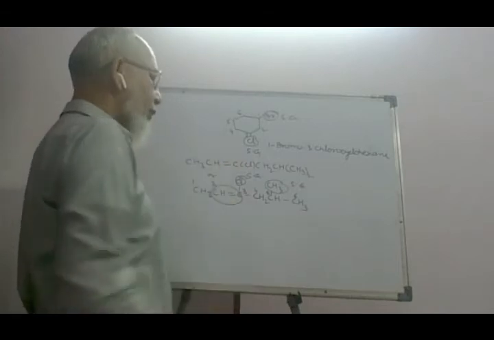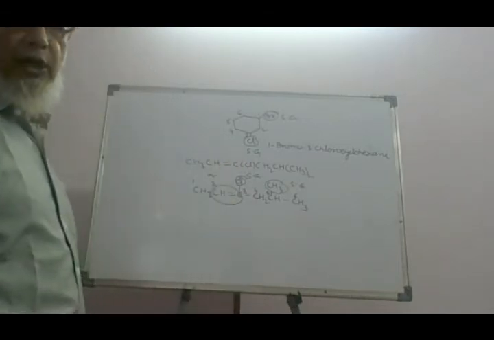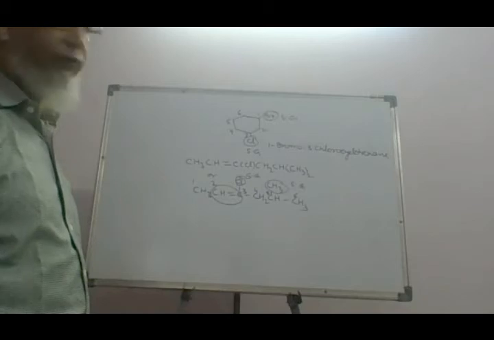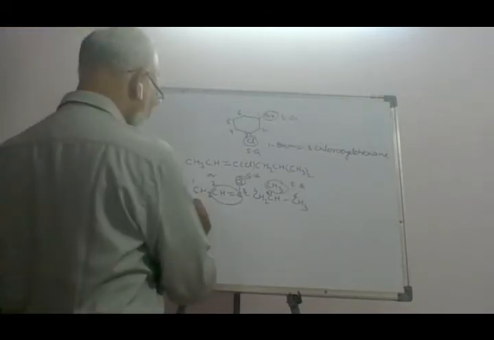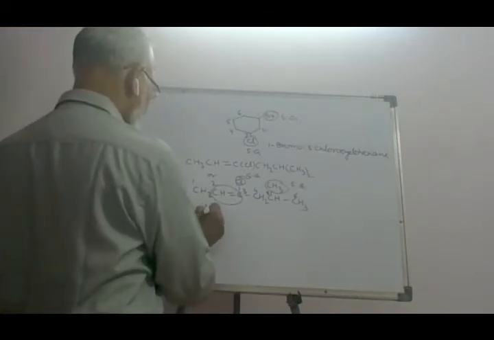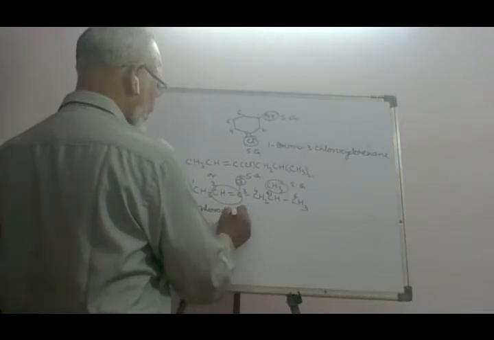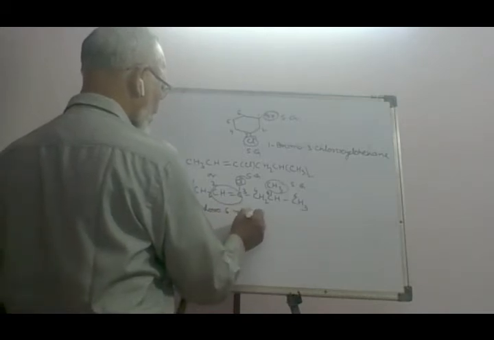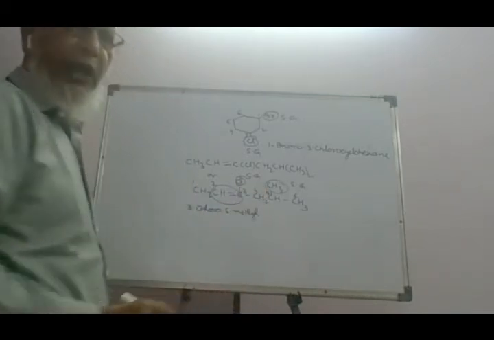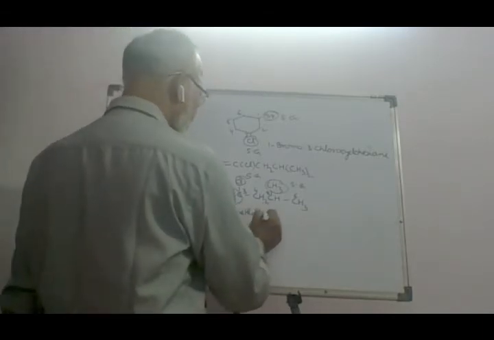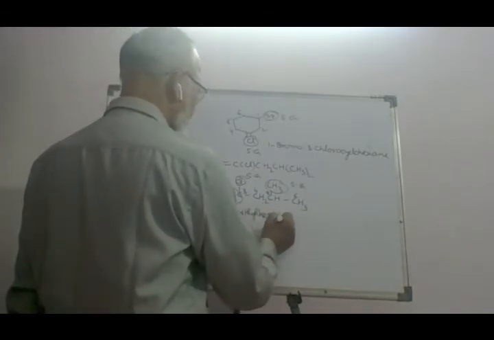One substituent group is chloro, the other is methyl. So in alphabetical order, chloro will come first. Its position is 3. So it will be 3-chloro, 5-methyl, no primary prefix, word root hex, then 2-ene.